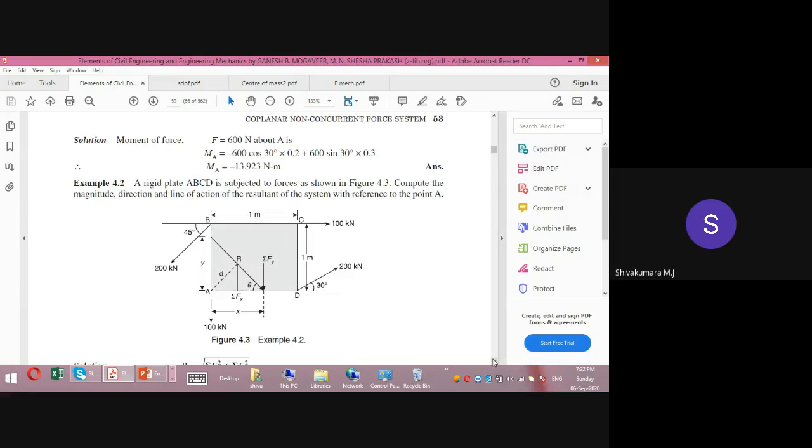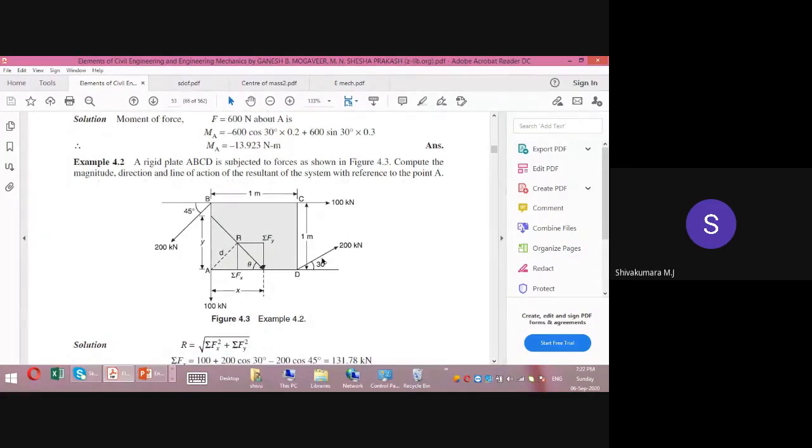So Jamuna, you tell me what I have to write for summation of Fx. Summation of Fx, sir. Yeah. Plus 200 cos 30 degrees. Correct. Plus 100. Correct. And minus 200 cos 45 degrees. Very good. And you tell what I have to write for summation of Fy. Plus 200 sin 30 degrees. Yeah. Then minus 200 sin 45 degrees and minus 100 kilonewton.